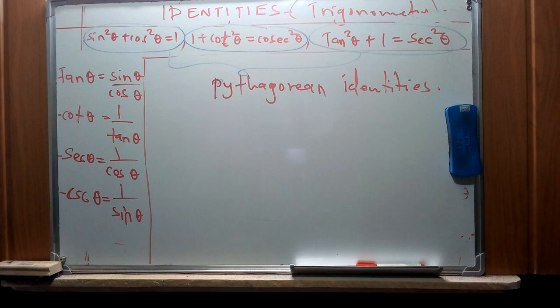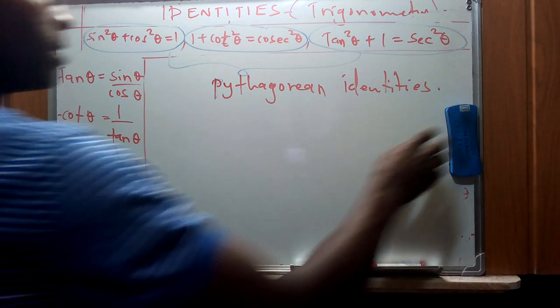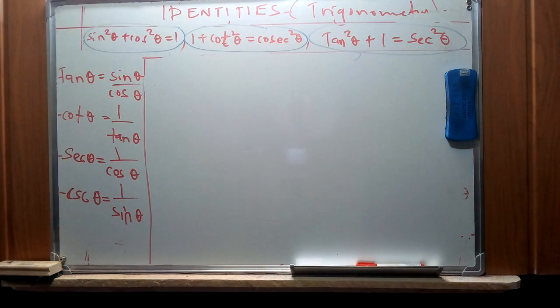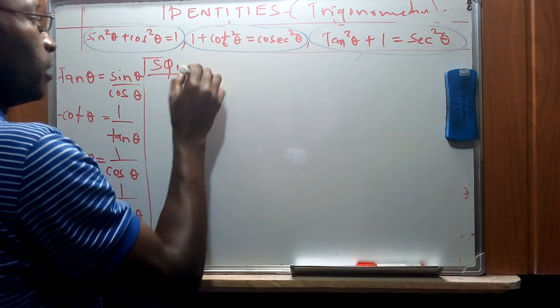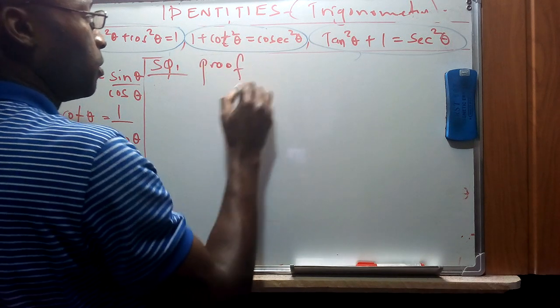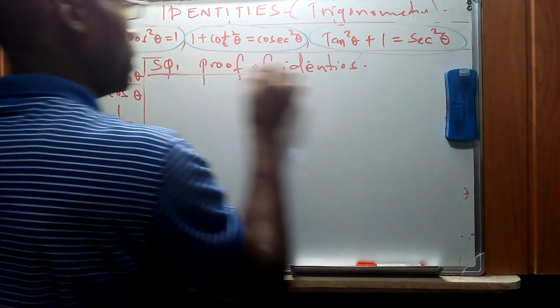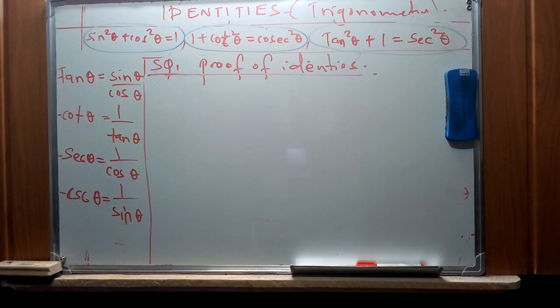So in this case, we're going to do a few examples to try and prove whether an expression on one side is equivalent to an expression on the other side. And this is known as proof of identities. So therefore we're going to use the Pythagorean identities to try and solve problems that fall under this category of proving whether the identities are actually the same. So in this case, I'm going to have a sample question to try and prove whether these identities are equivalent.